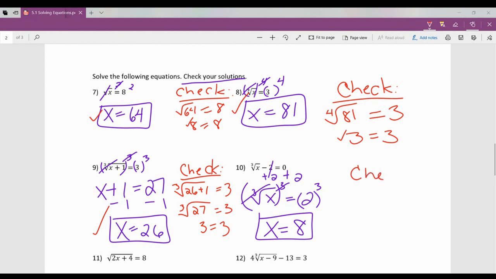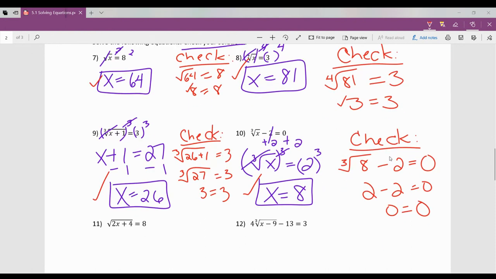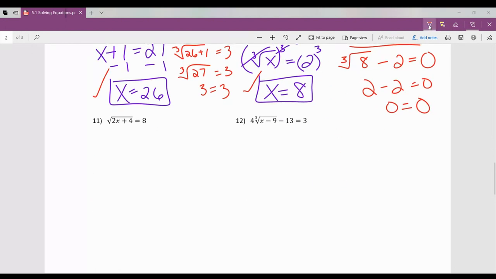Next one, to check it out, to make sure that it works when you plug it back in. So we've got the cube root of my x, which is 8, minus 2. Does that equal 0? Well, the cube root of 8 is 2. Minus 2 equals 0? Yep, it does. All right, so this one works. All right, fabulous. All right, last two of the worksheet.